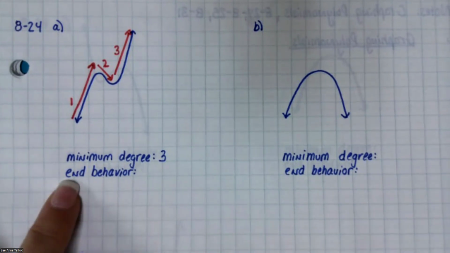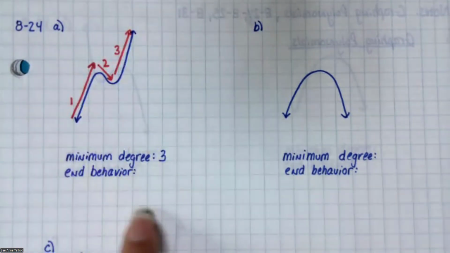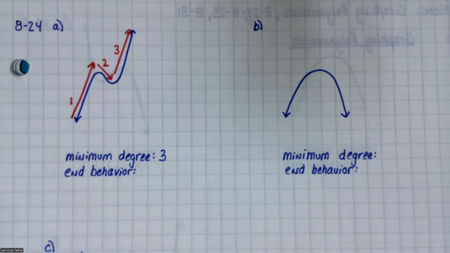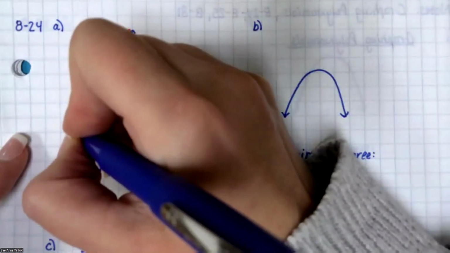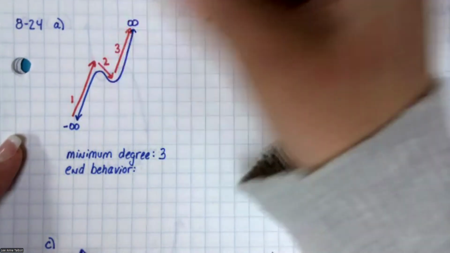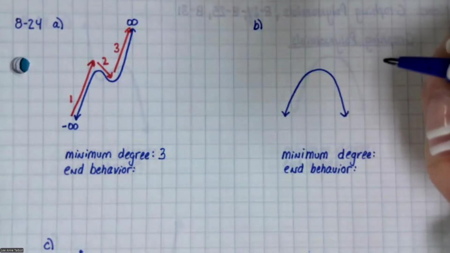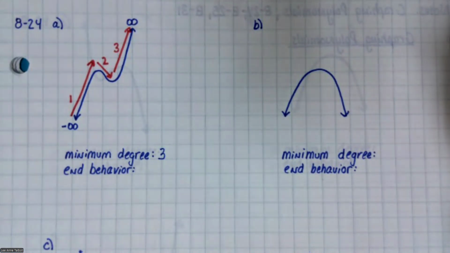Okay, now for the end behavior, I'm going to do two things. I'm going to label my picture, and I'm going to say if this one has a positive A value or a negative A value. So left side is low, right side is high. Does this have a positive A value or a negative A value? Positive, right.